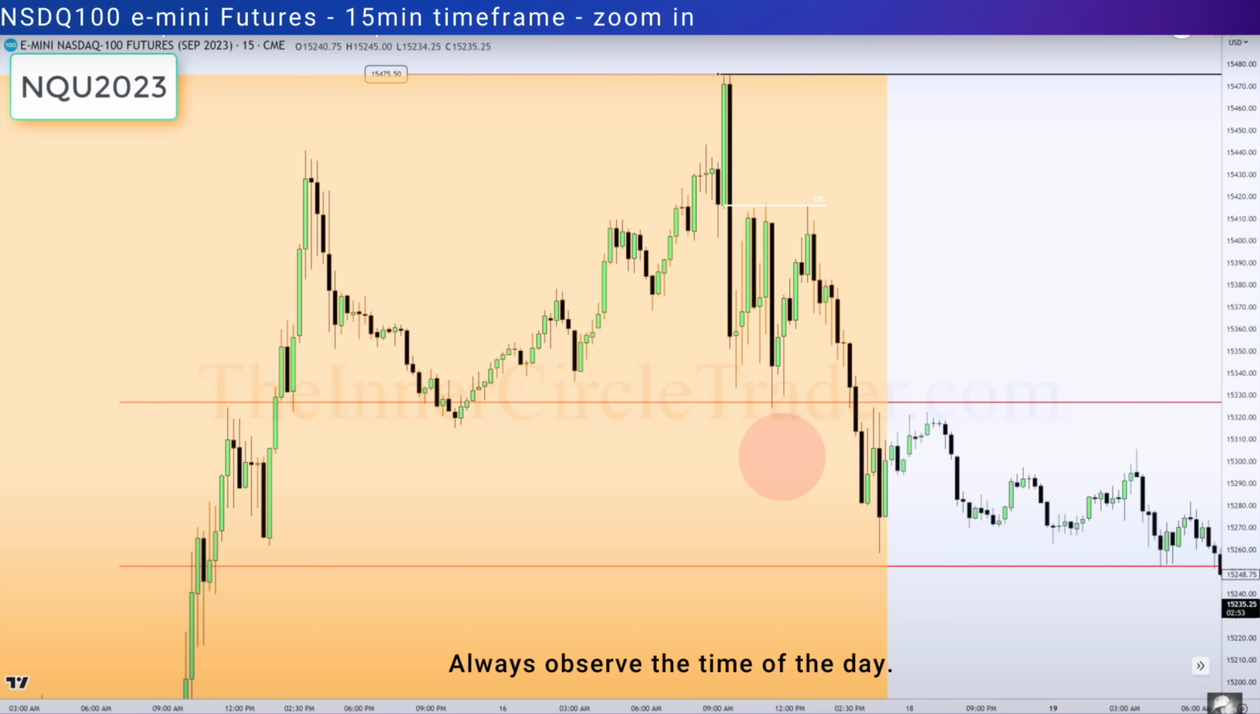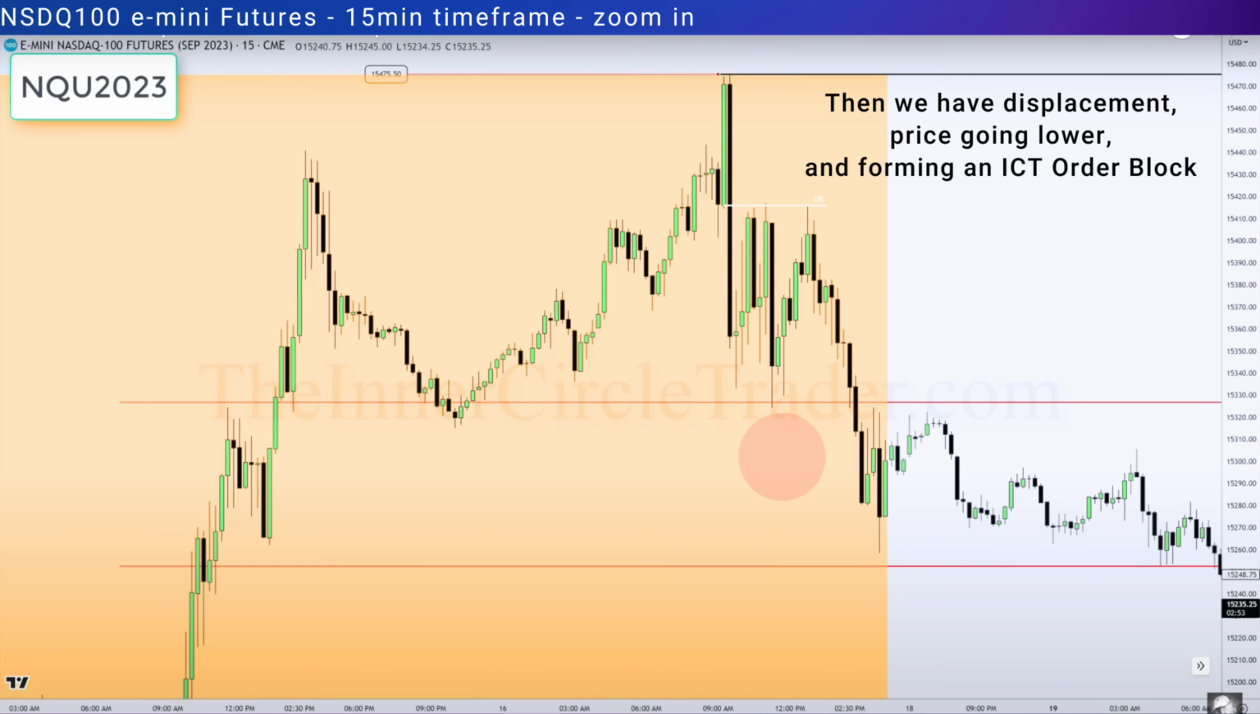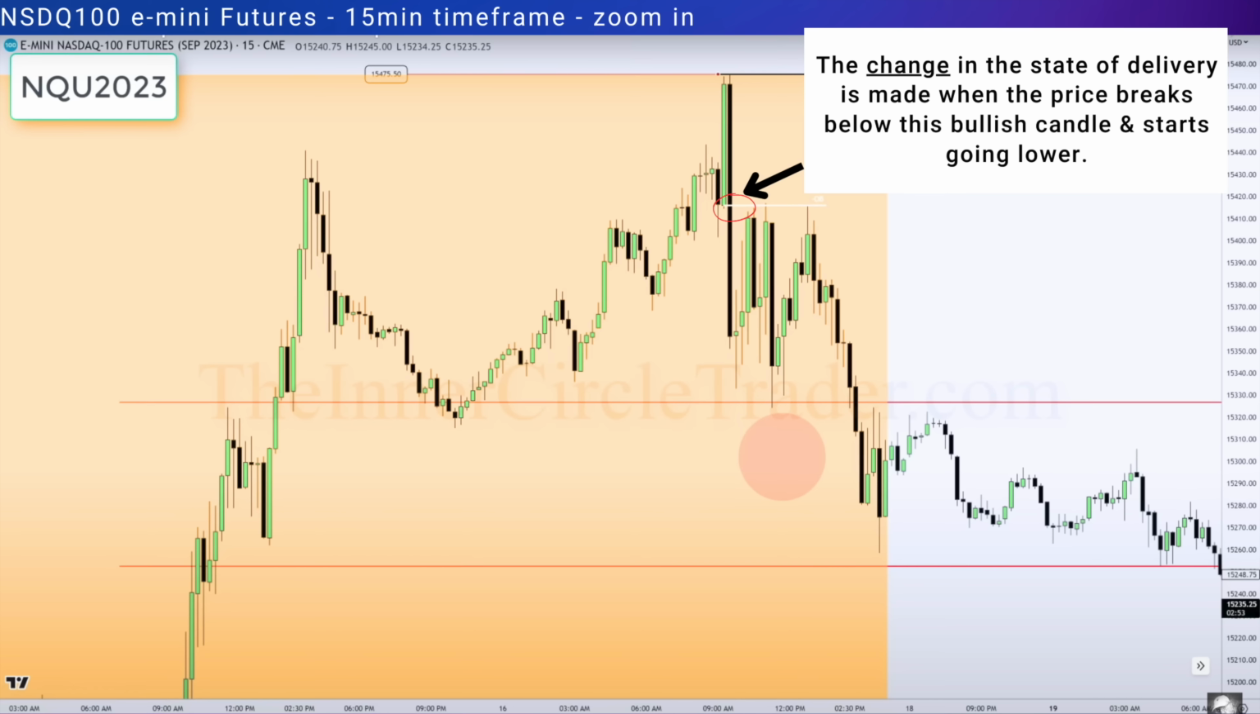After the price forms that high, we have displacement and the price is going lower and it's forming an ICT order block, which we can see here with the OB order block and the white line. The change in the state of delivery is made when the price breaks below this bullish candle and starts going lower. That's the moment in which we have the change in the state of delivery.